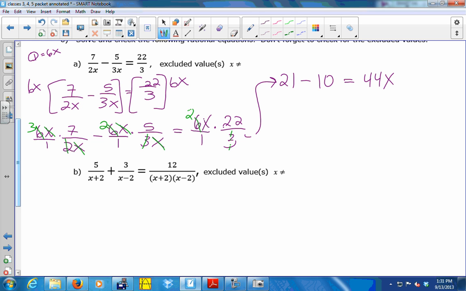And now I have a linear equation, which we know how to solve. So I'll just, 21 minus 10 is 11. So x equals 4, right? Oh, right. 11 over 44, which is 1/4.